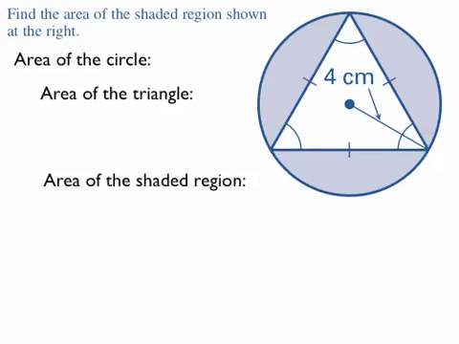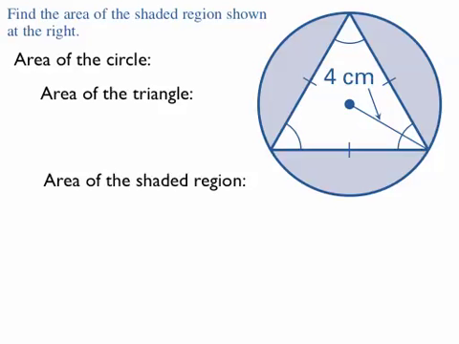This next example says find the area of the shaded region shown at the right. Notice in this shaded region, I have a circle, but then a triangle, an equilateral triangle, has been taken out of the circle. What I can do here is find the area of both the circle and the triangle, and then to find just the area of my shaded region, I would take the area of the circle and subtract the area of the triangle.